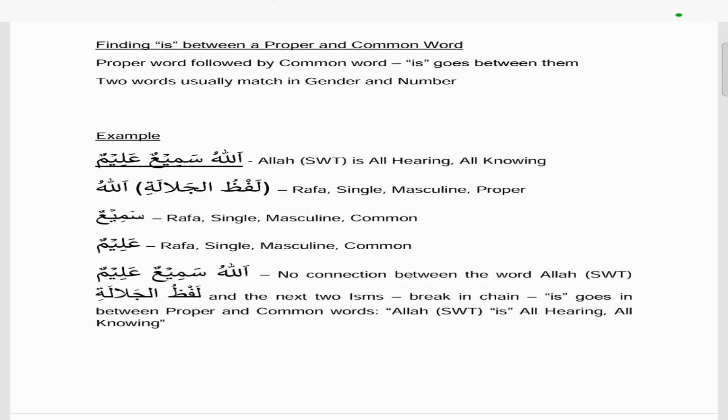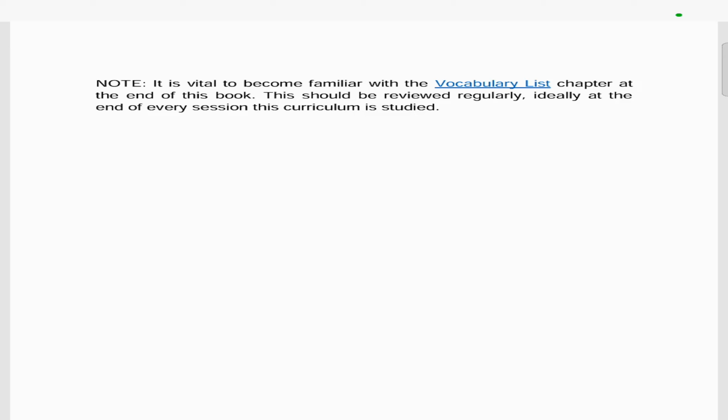So as per usual, when we reach the end of a chapter, we always advise to go over the vocabulary list chapter at the end of this book. Ideally at the end of every session, this curriculum is studied so that your Arabic grammar knowledge increases with your vocab knowledge, inshallah.